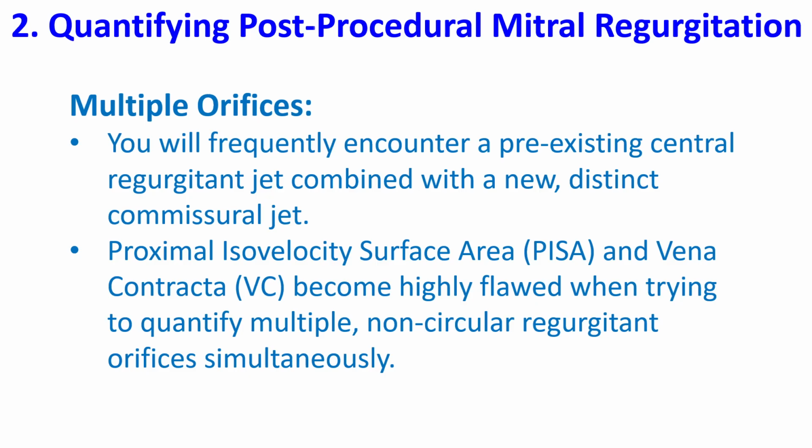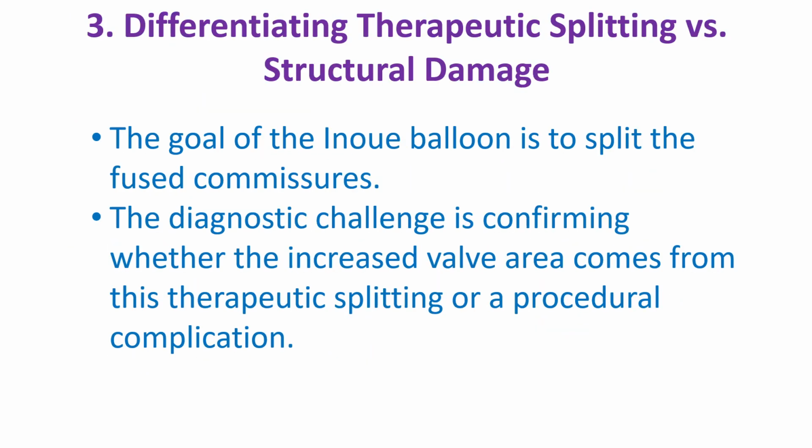Multiple orifices. You will frequently encounter a pre-existing central regurgitant jet combined with a new distinct commissural jet. Proximal isovelocity surface area (PISA) and vena contracta become highly flawed when trying to quantify multiple non-circular regurgitant orifices simultaneously. Differentiating therapeutic splitting versus structural damage. The goal of the INO balloon is to split the fused commissures. The diagnostic challenge is confirming whether the increased valve area comes from this therapeutic splitting or a procedural complication.